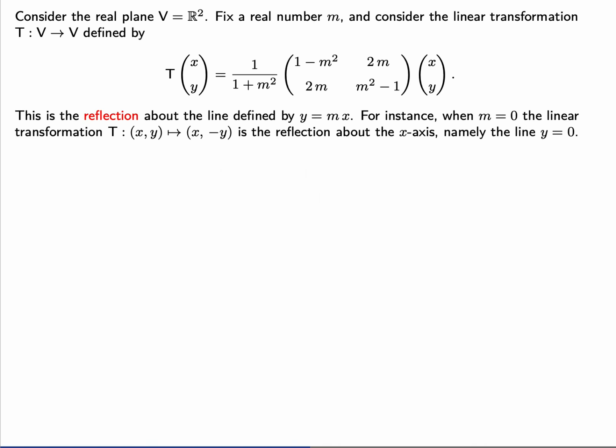Let's consider the real plane V equals R2. We'll fix a number m, and let's consider the linear transformation that you see here on your screen. Simply put, this is a reflection about a line defined by y equals mx. For example, when m is equal to 0, this linear transformation takes a vector x comma y to x comma negative y. This means that this is the reflection about the x-axis, namely the line y is equal to 0.